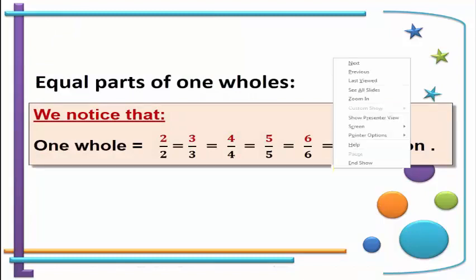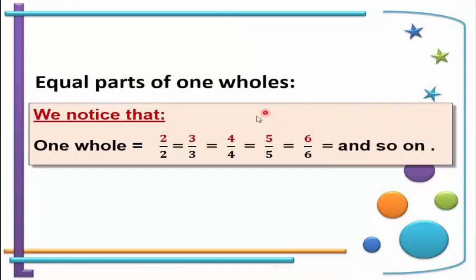Equal parts of one whole. We notice that one whole equals 2 halves or 3 thirds or 4 fourths or 5 fifths or 6 sixths and so on.